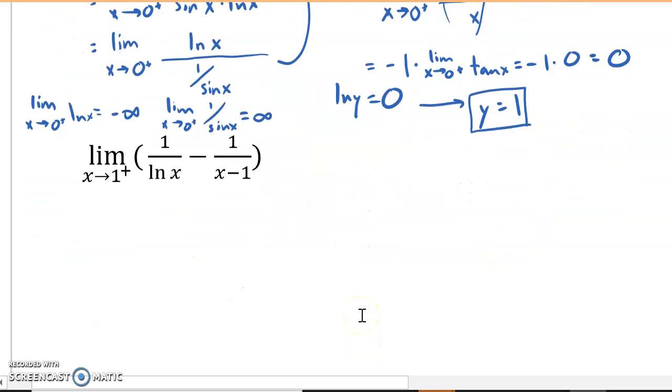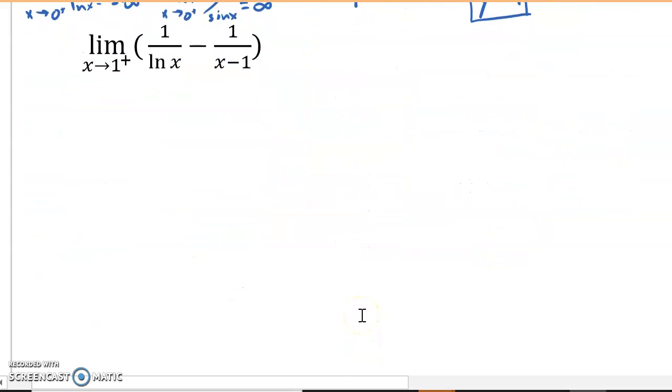This one is going to be in the form infinity minus infinity, right? When x equals 1, the natural log of 1 is 0. Coming from the right, we're going to have positive values. So this is a positive infinity. And then same thing with this, right? As x comes from the right, we have positive denominator values. So 1 divided by positive 0 is going to give us positive infinity. So this is an infinity minus infinity, right?